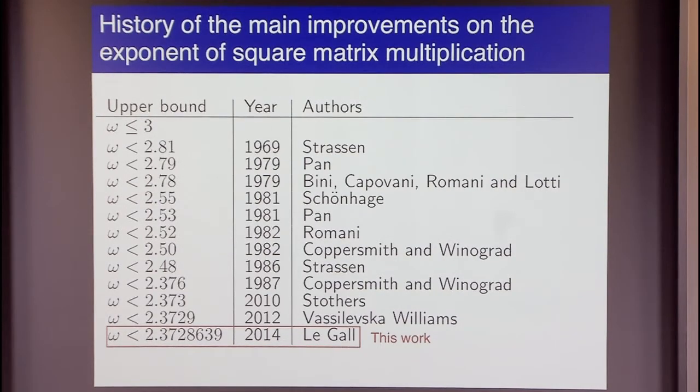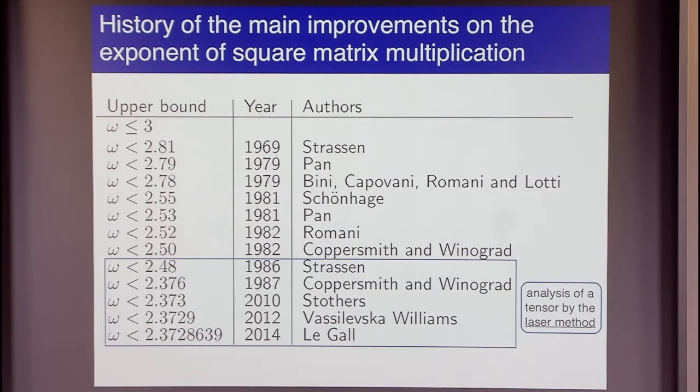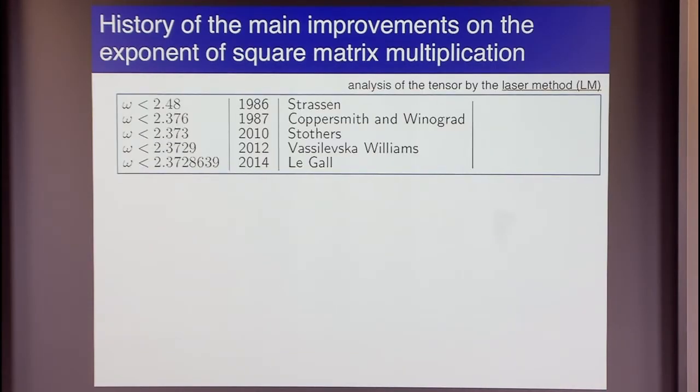So this is another table describing the main improvements on the exponent of square matrix multiplication. And today's talk will be about this slight improvement over the result by Vassilevska Williams. And all these improvements after Strassen's upper bound 2.48 were obtained by using a method called the laser method. More precisely, the laser method was introduced by Strassen. So it's what I call version 1 of the analysis by the laser method.